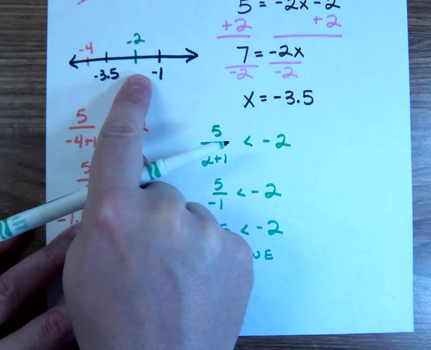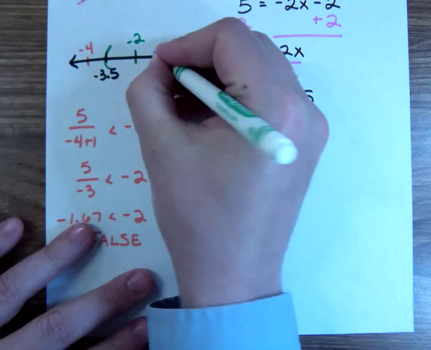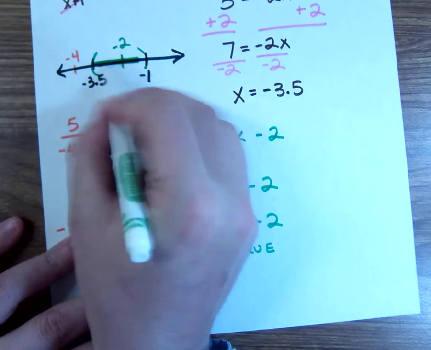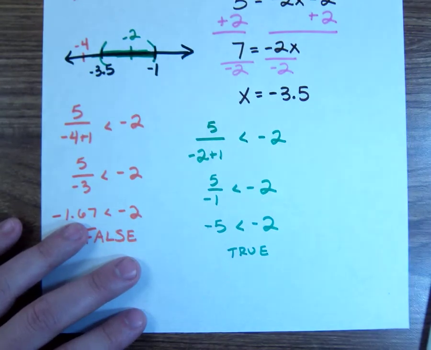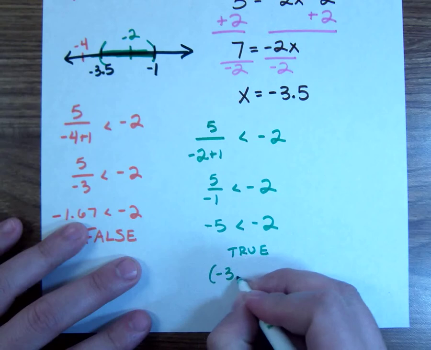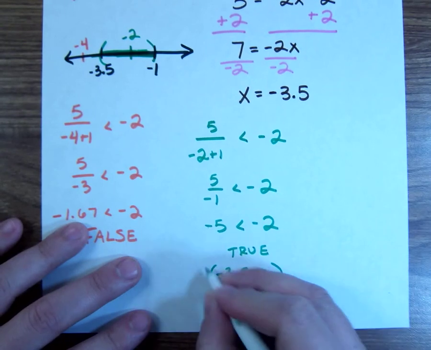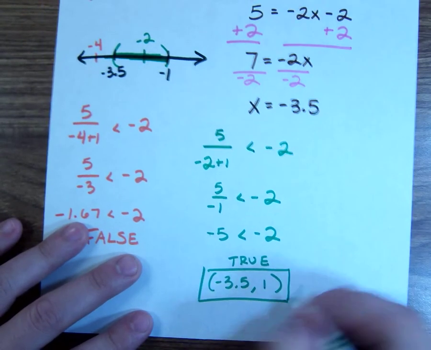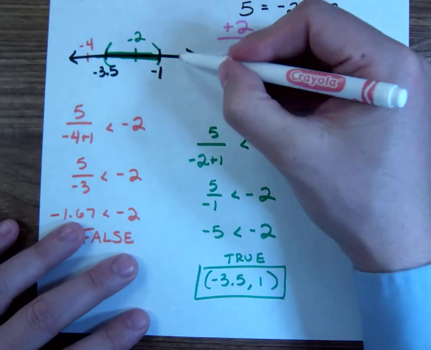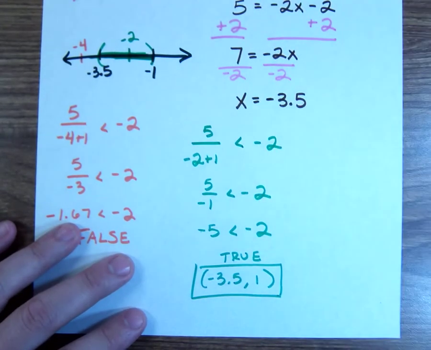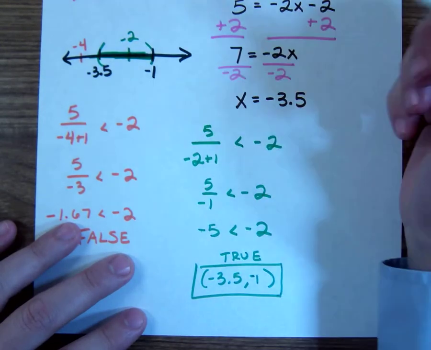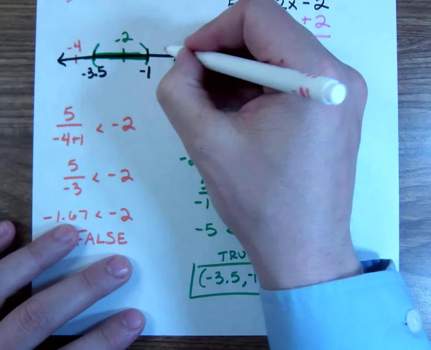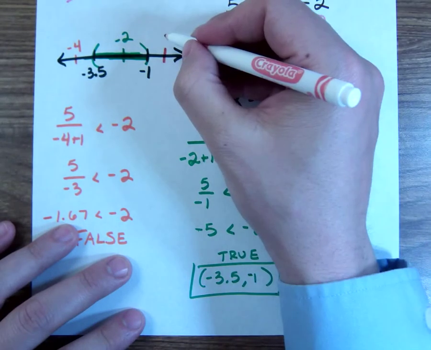Brackets or parentheses? Numbers in between negative 3.5 and negative 1, I could write it like this. Negative 3.5 and negative 1. Okay, one more. Numbers bigger than negative 1?